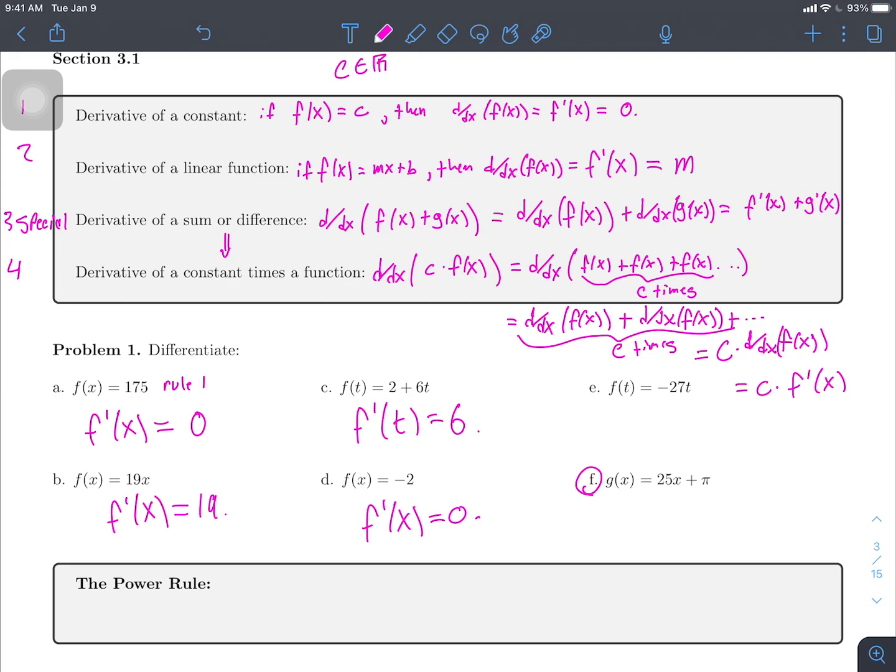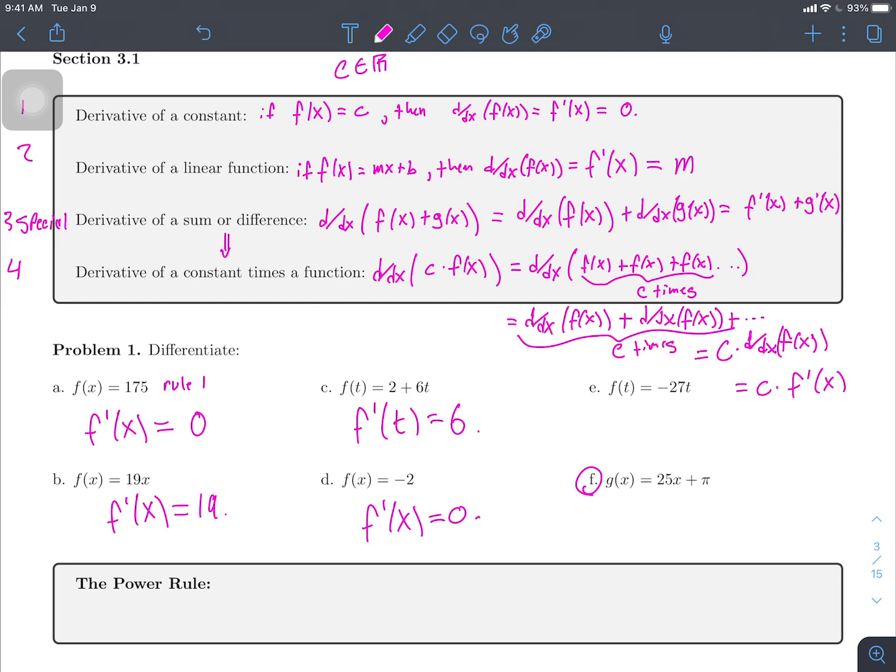Let me ask a question. Is 25x plus pi a linear function? Who says yes, it's a linear function? Okay. Some wavering support from some people. Can anyone offer an argument why it's a linear function?